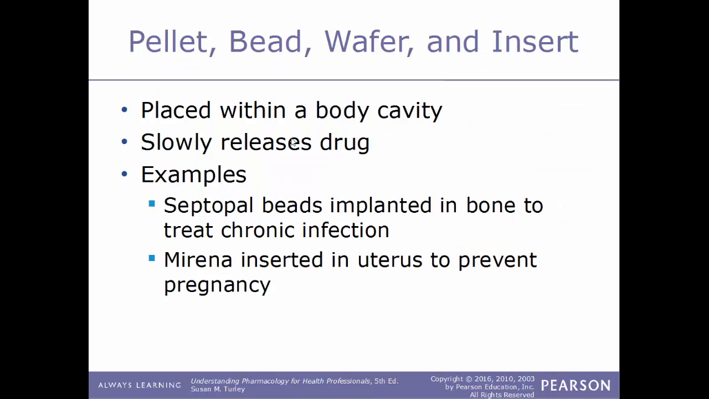Next kinds: pellets, beads, wafers, and inserts. These will be placed within a body cavity, and these forms will have a slow release drug. Some examples of these would be Septopal beads. These are implanted into bones to help prevent a chronic infection. Another example of this would be Mirena, which is an IUD, which is inserted into the uterus to prevent pregnancy.